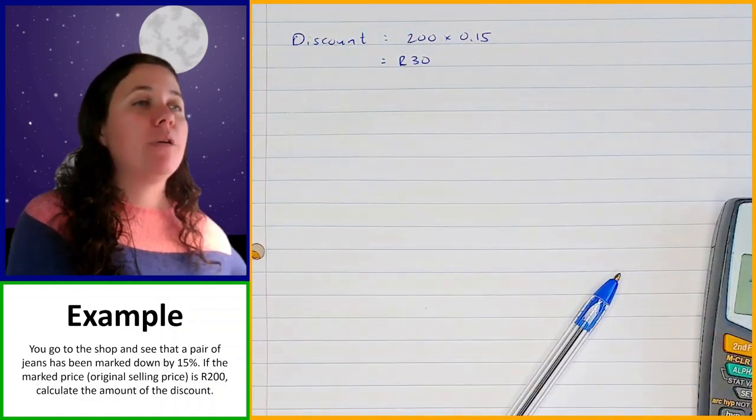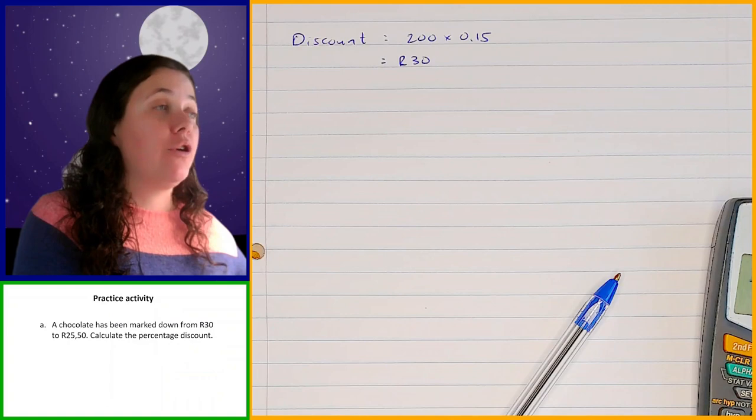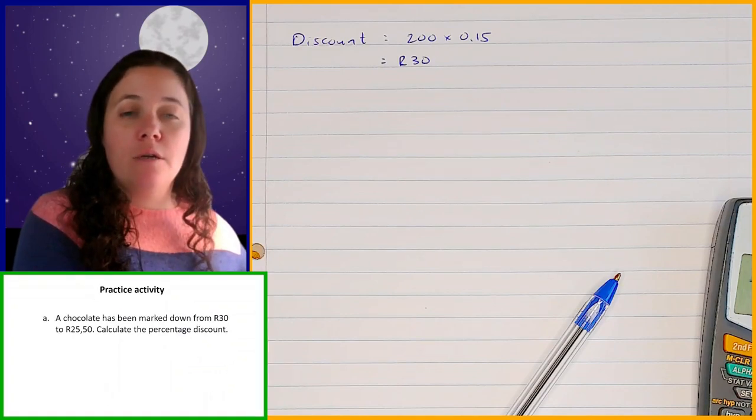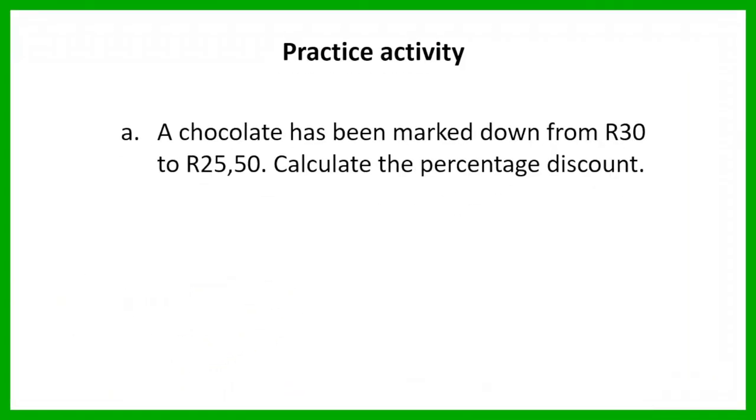Okay, now I'm going to give you an example to do on your own. So in this example, a chocolate has been marked down from 30 Rand to 25 Rand 50, and you need to work out what the percentage discount is. Okay, so I'm going to give you 1 minute to work on that.